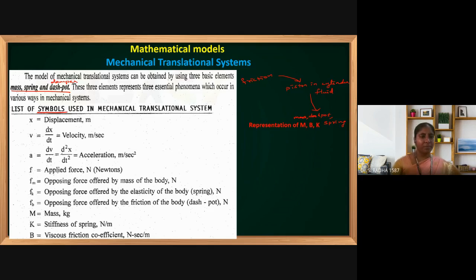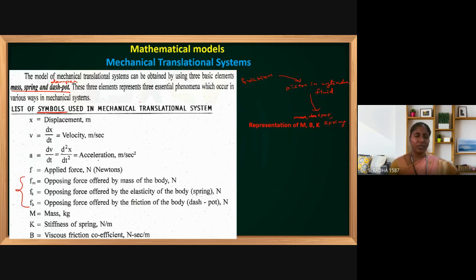Here, this F is generally used for applied force. When you take an object with mass, it will give some opposing force whenever force is applied. The opposing force by the mass is Fm. We are taking 3 objects, so these 3 are the opposing forces by the 3 objects.